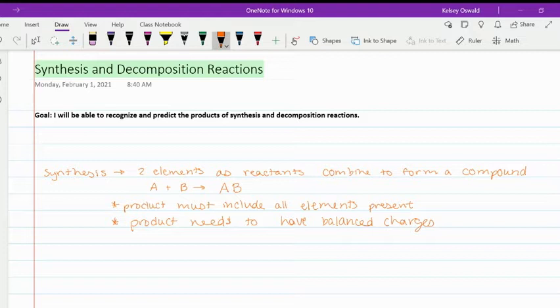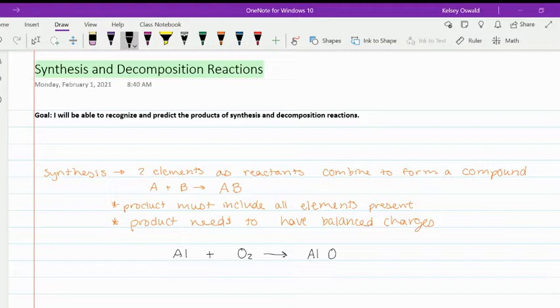Okay, so let's say, as an example, we have aluminum plus oxygen. Oxygen is one of our diatomic gases, so whenever it's by itself, we're going to have two. Okay, so this is a synthesis reaction because we have two elements by themselves. When we form the product, these two elements are going to come together to form our compound. So we'll have a compound with aluminum and oxygen. It's not enough just to say AlO, because we need to show what that formula is going to be so that our charge is balanced.